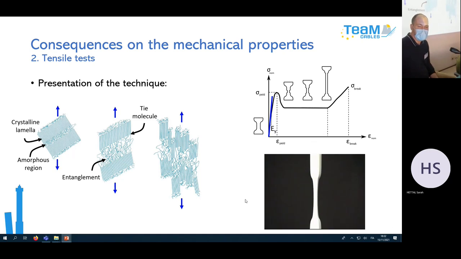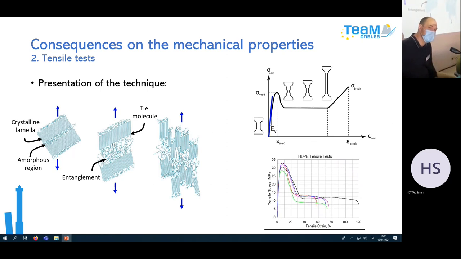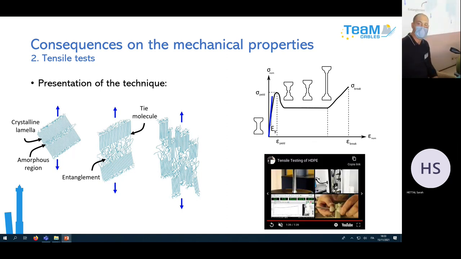This phenomenon is mainly due to the fact that the crystals of polyethylene are not very solid. Basically, the interaction between the chains inside the crystal is very low. And because of that, the entanglements that are in the amorphous phase can simply destroy these crystals during the tensile test. And that's the reason why you would have a very high epsilon at break, an elongation at break, at the end of the tensile test.